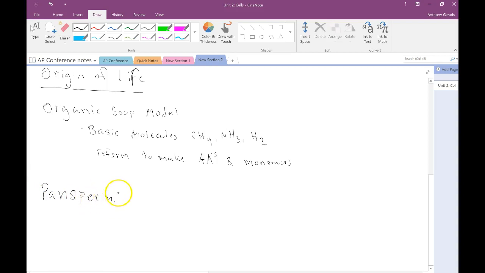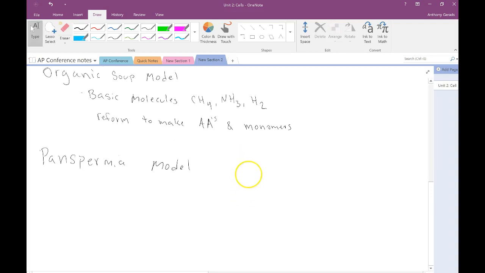Panspermia model, meaning a big flaming rock hit us. So we got hit by a meteor. So a meteor hit and brought the monomers.